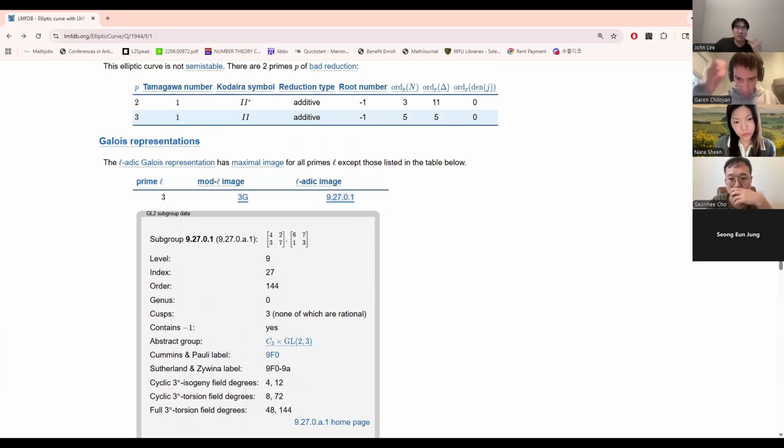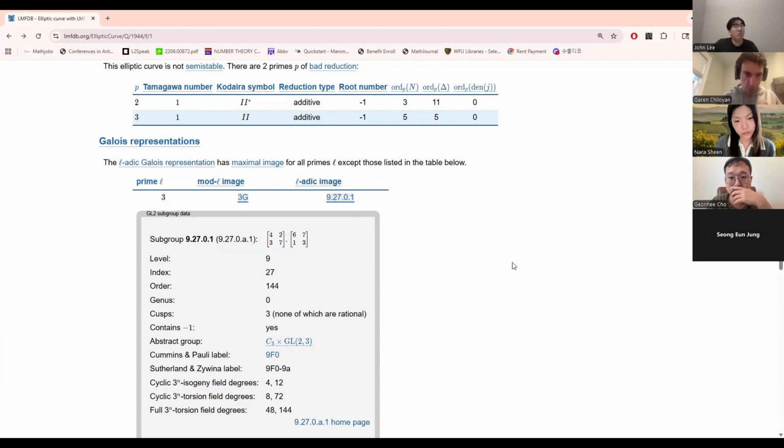And this is the example that Elkies found. As we mentioned earlier, Serre's theorem says that if mod P is surjective, then p-adic should be surjective if P is greater than or equal to 5. But there are some counterexamples for 2 and 3, and this is one example where 3-adic is not surjective, even though mod 3 is surjective.